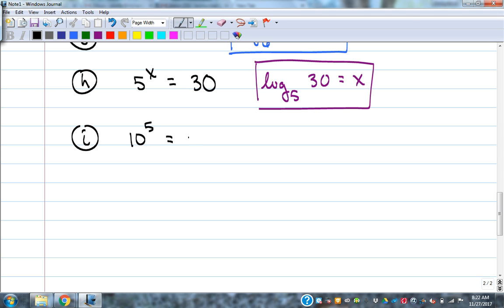10 to the 5th power is 100,000. How do we rewrite that? Log base 10, it really is base 10, but we don't usually write that, of 100,000 equal to 5.